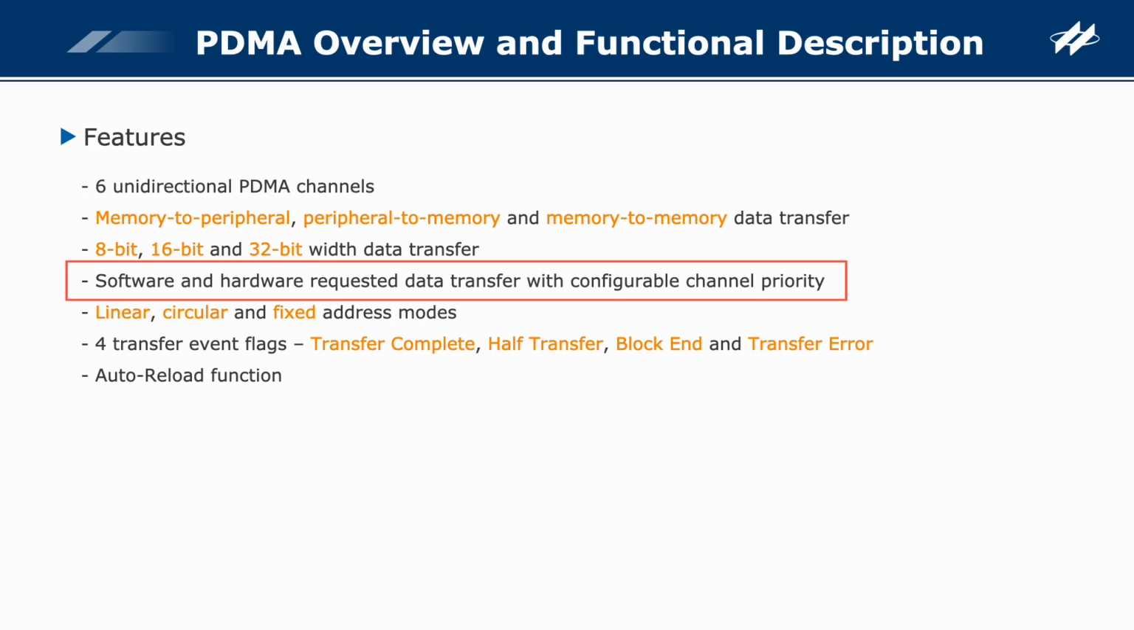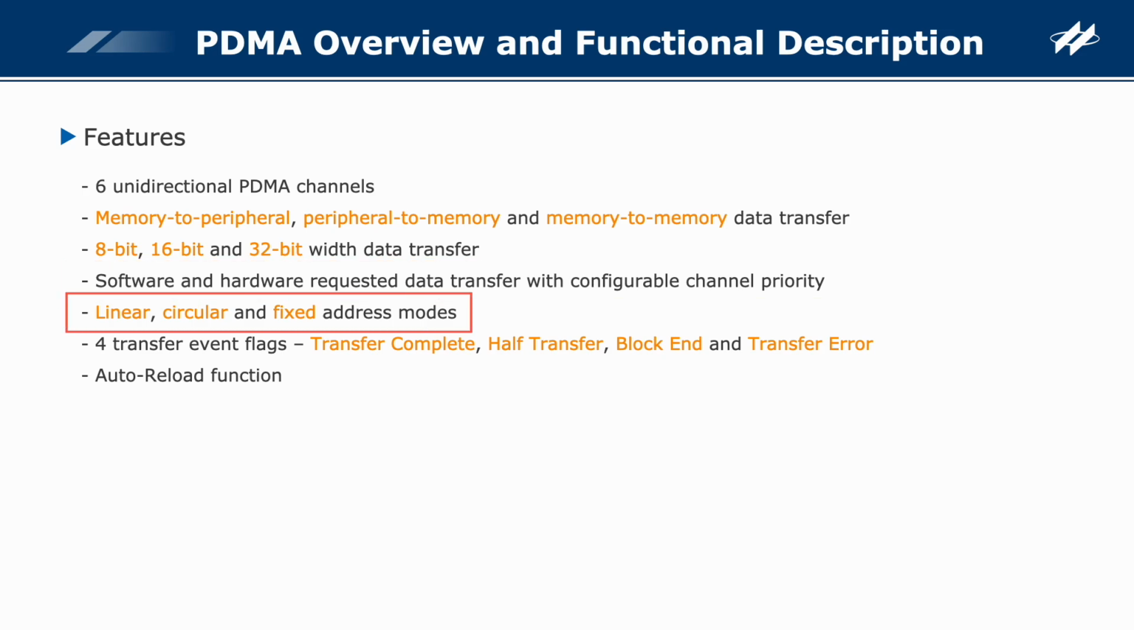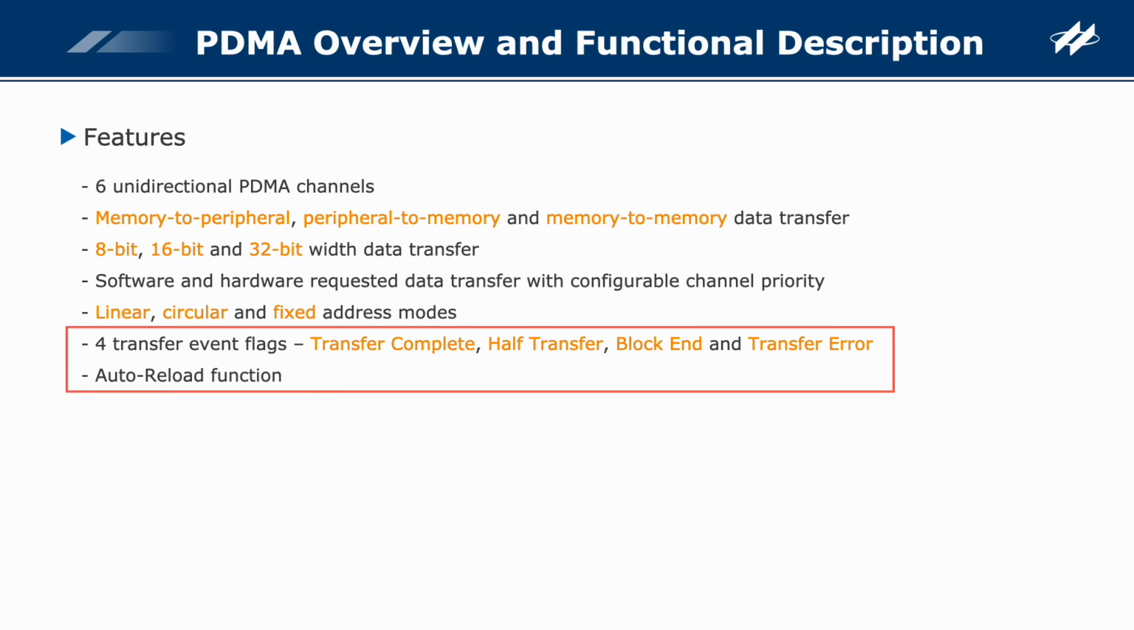When multiple PDMA channels send requests at the same time, the channel transfer sequence depends on the channel priority setting. In addition, the PDMA provides 3 kinds of address modes, which are the linear address, circular address, and fixed address modes. Finally, let's go on to the interrupt and the auto-reload function.